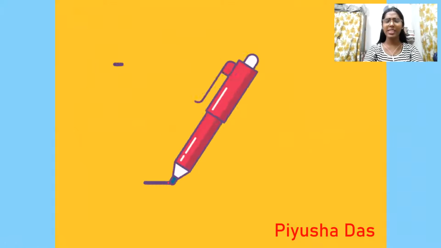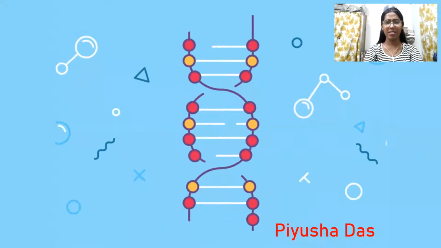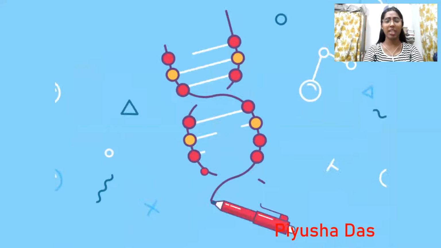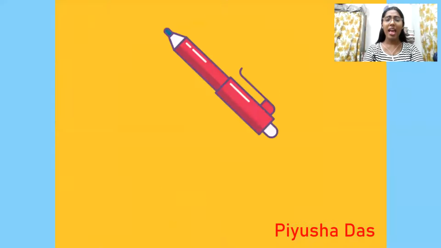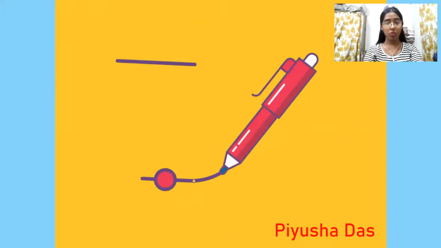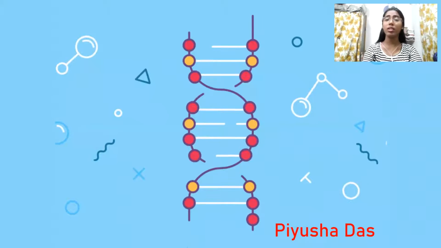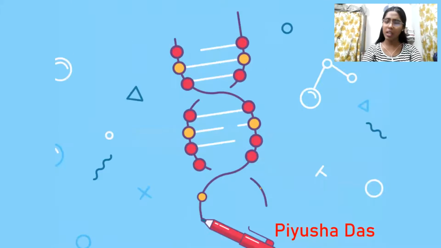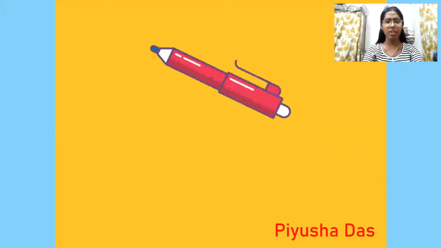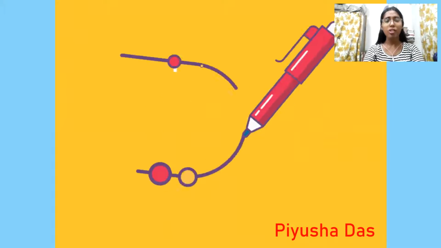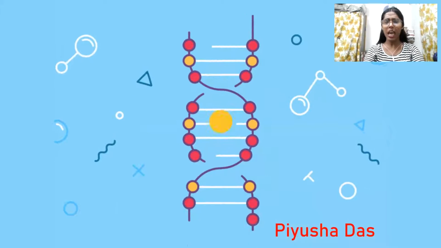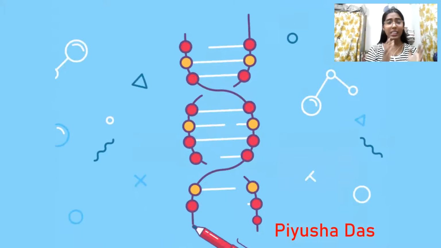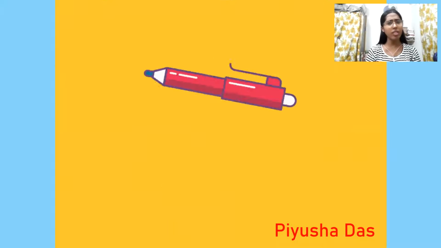Every one of us must have heard about what DNA is, right? We know that DNA is the genetic material of the cell, and it comprises nucleotides and sugars and all those things, right? We all know about this. But have you ever heard about this particular thing called chromosomes? So what are chromosomes exactly? Are DNA and chromosomes the same thing, or are they different things?